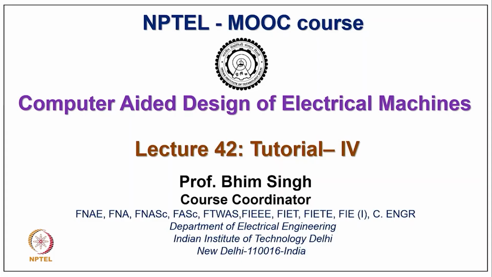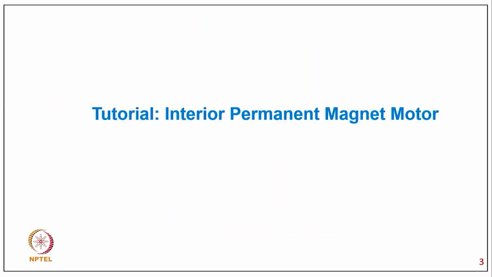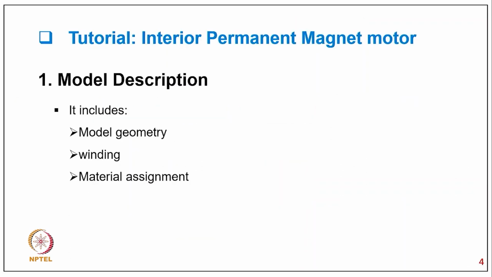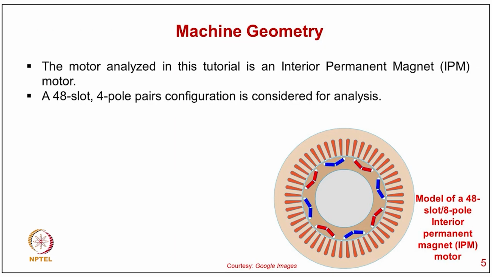Welcome to the course on computer design of electrical machine, lecture 42, a tutorial 4 with the interior permanent magnet motor. First is the model description. It includes model geometry, winding, and metal assignment. This motor is analyzed in the tutorial as an interior permanent magnet motor, and a 48 slot, 4-pole configuration is considered here, as you can see in the diagram.